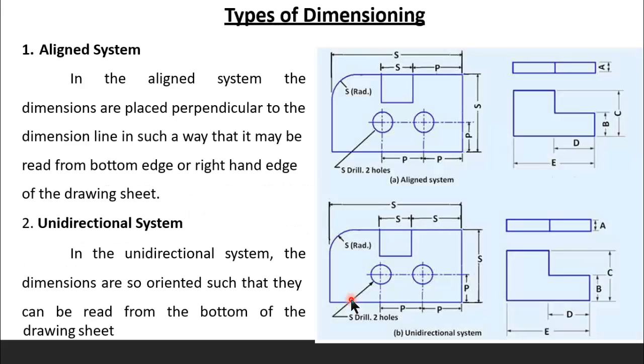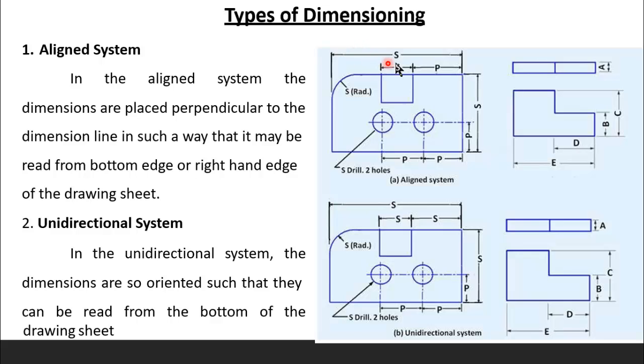The next one is the dimension type: aligned system and unidirectional system. What is meant by aligned system and what is unidirectional? Once we write the dimension, we need to write the dimension figure. So how will we represent the dimension figure? Here it is aligned and unidirectional. In the aligned system, irrespective of the dimension line, all the dimension figures are written perpendicular to the dimension line. That is, you can see it is always in line.